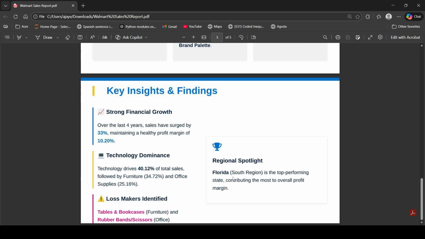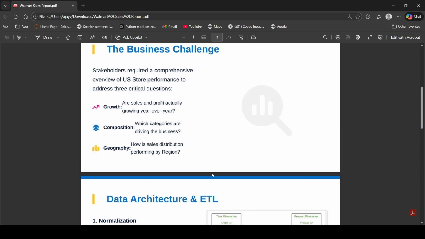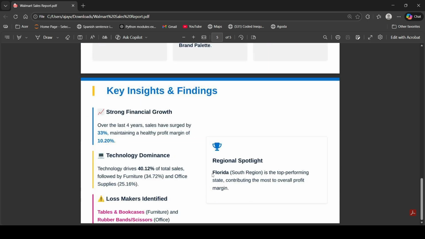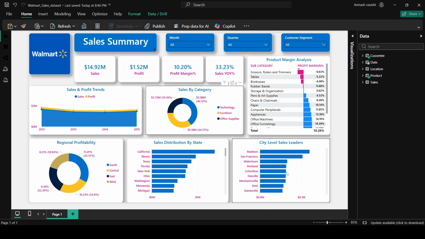Which region is driving the most sales? So that was the region. Florida, or the South region, is the top performing state, contributing the most to the overall profit margin. And that is the last dashboard.